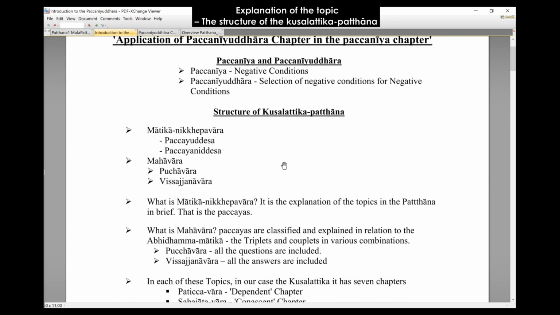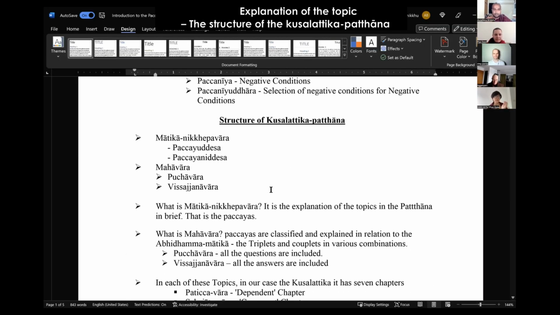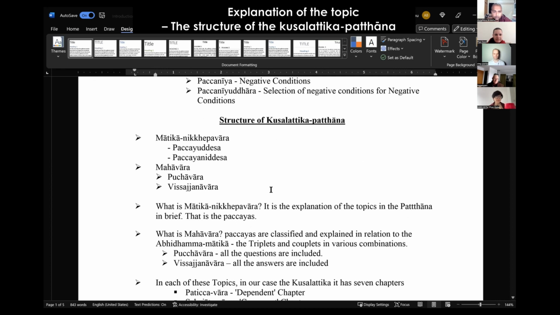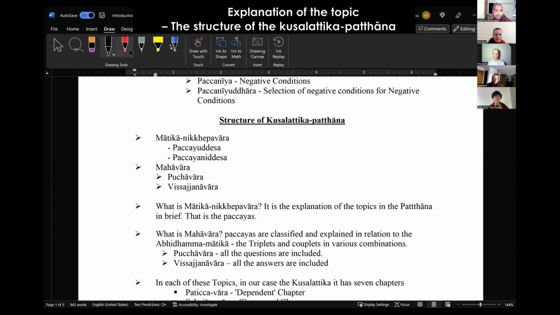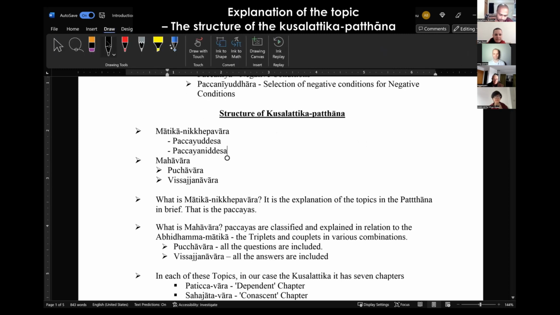So moving into that, the Patthāna, the book itself, the whole treatise itself, can be divided into two main parts. These two main parts are the Mātika-Nikkhepavāra and the Mahāvāra.